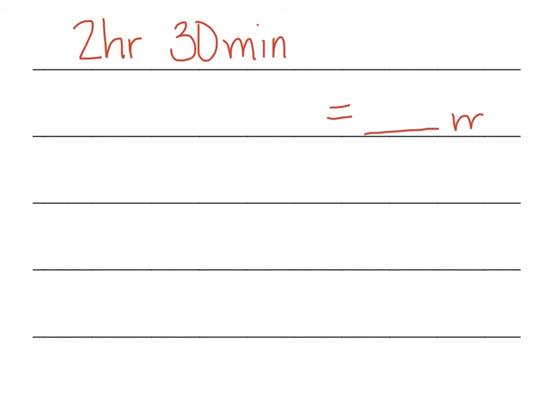And our last one today is 2 hours and 30 minutes equals how many minutes? Okay, go ahead and start it out. Your conversion is 1 hour equals 60 minutes.